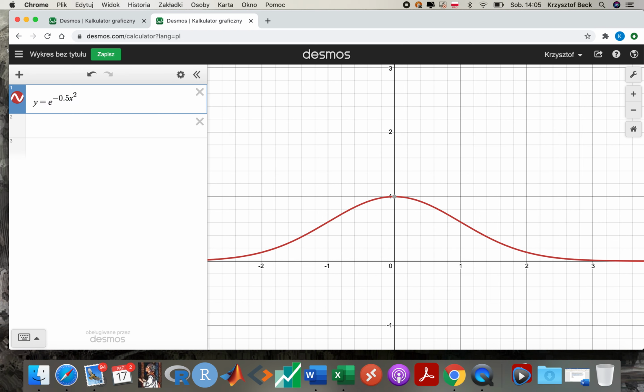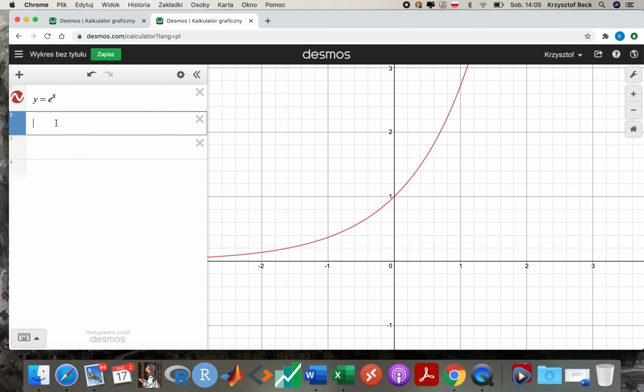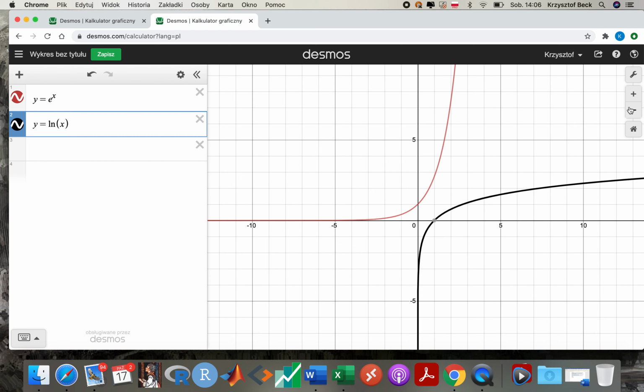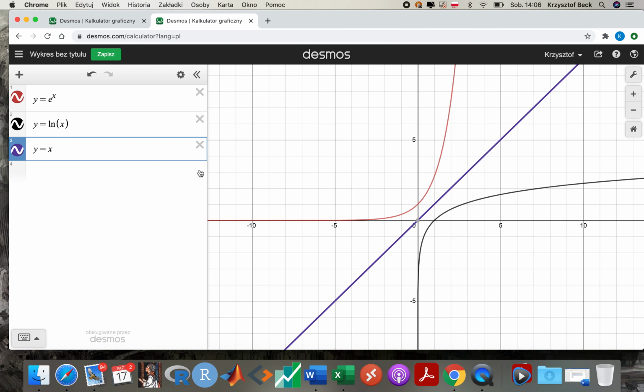Okay, I think that's enough about e. Now, y equals natural logarithm of x. And look, we said that those two functions are mirror reflections of one another with respect to the y equals x line. And I hope you can see this way better right now. We clearly see that the distances between the two functions and the mirror in the form of y equals x are exactly the same.